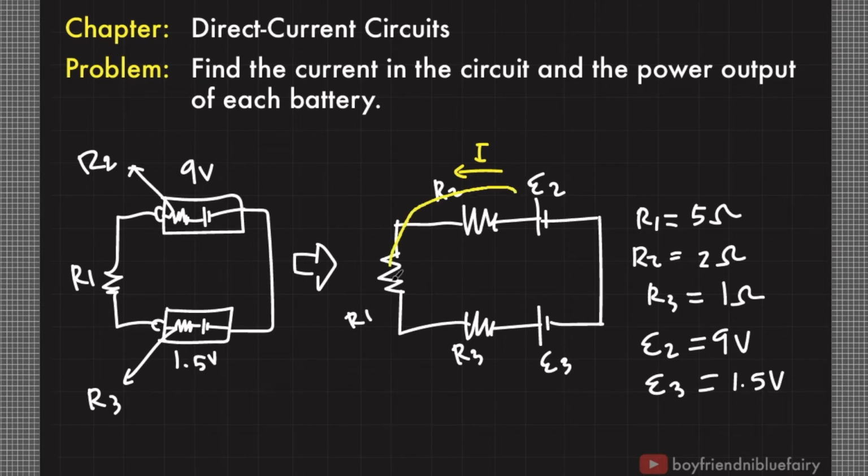So it will push the current in this direction. So the current on R sub 2 goes this way, and the current on R sub 1 goes this way, and the current on R sub 3 goes this way.